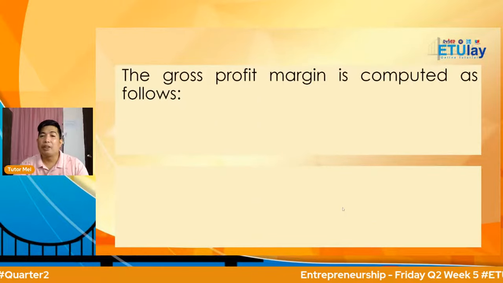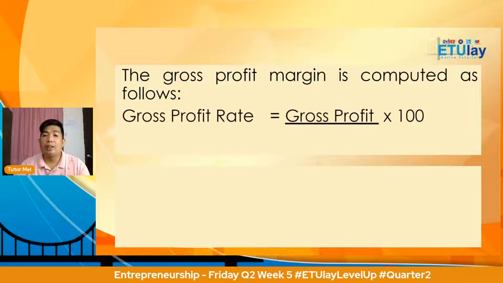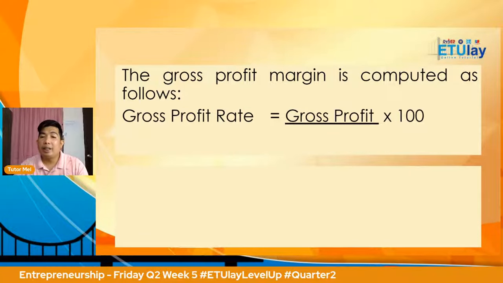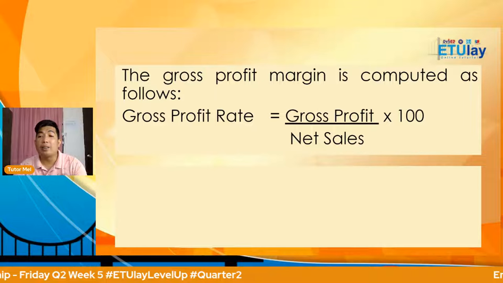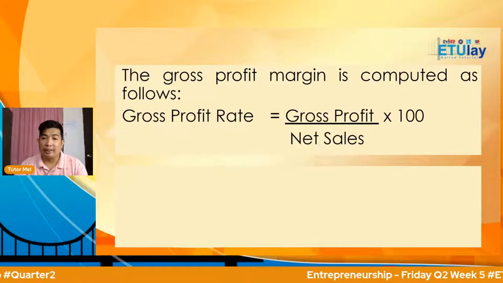Okay, gross profit margin is computed as follows. Gross profit rate is equal to gross profit divided by net sales times 100.